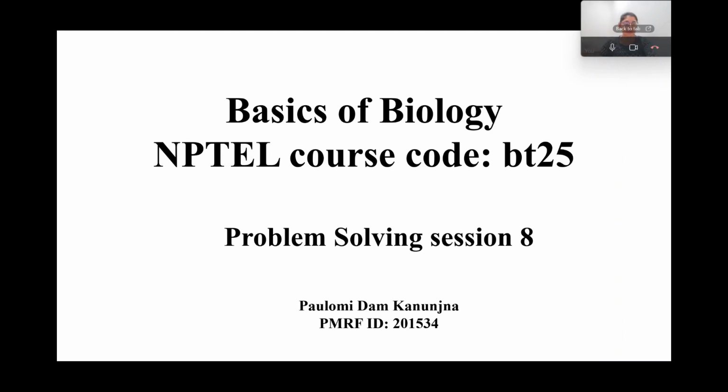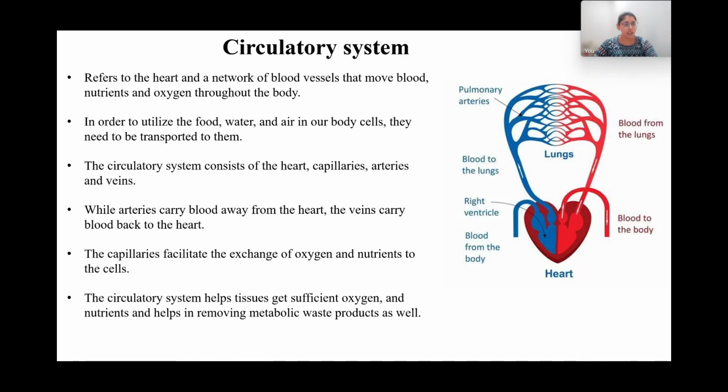So the first topic that we are going to discuss is circulatory system. Circulatory system refers to the heart and a network of blood vessels that move blood, nutrients, and oxygen throughout the body. So, why is it important? Because in order to be utilized, the food and water and air to be utilized in our body cells, they need to be transported to these different organs and different cell tissues. So the system which is responsible for this transport is the circulatory system.